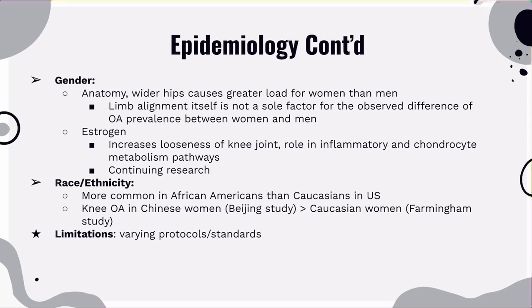OA also varies between racial and ethnic groups. It was observed to be more common in the African American population than Caucasians within the US, and knee osteoarthritis was seen more in Chinese women than Caucasian women when comparing two studies. Further research is required to determine if and how anatomical features or other differences between races and ethnicities lead to the development of OA, and there are limitations in these studies due to varying protocols and standards when collecting data from different populations.